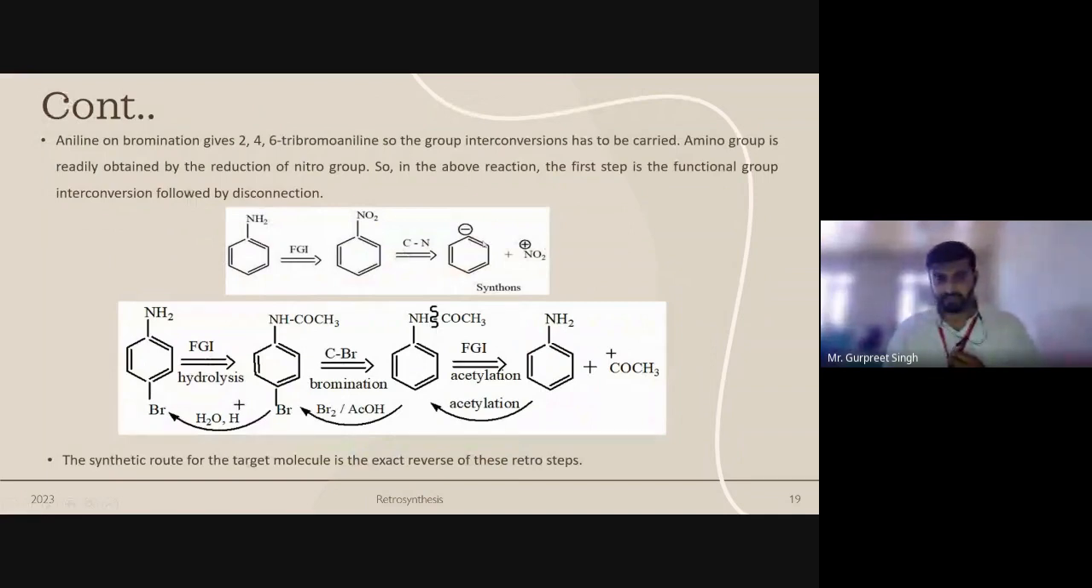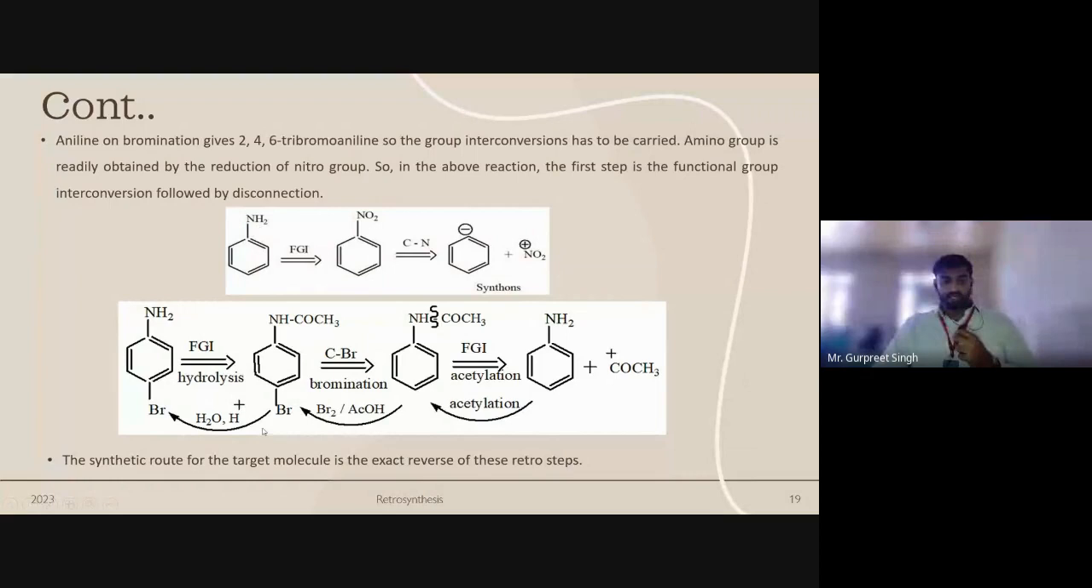First, we need benzene, which needs to be nitrated at the appropriate position using the appropriate reagent to synthesize nitrobenzene. For nitration, you can use sulfuric acid and nitric acid. And then you synthesize aniline from this nitrobenzene by reducing the nitro group to the amine using tin and HCl or zinc and HCl, which are very commonly available.